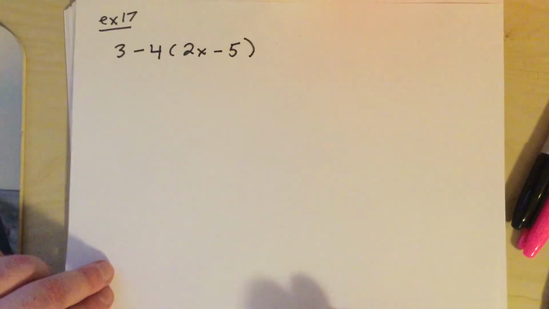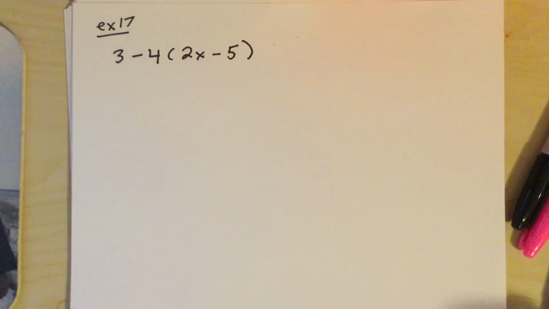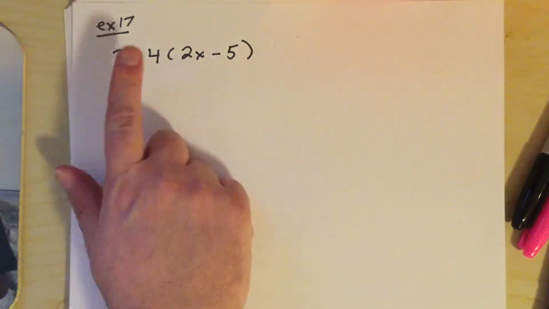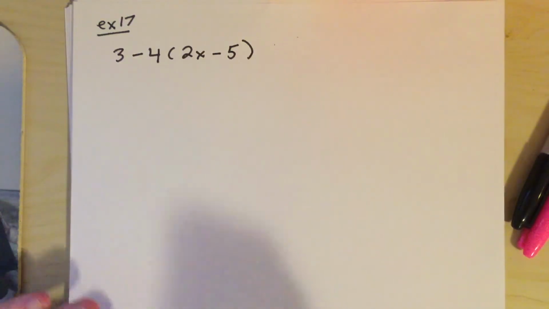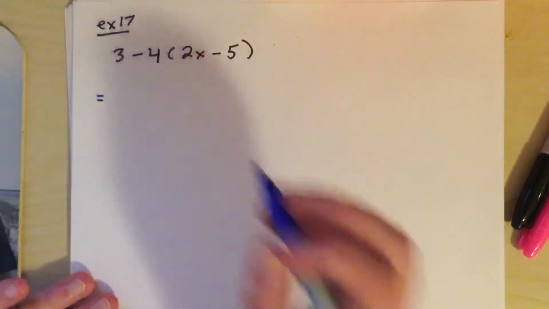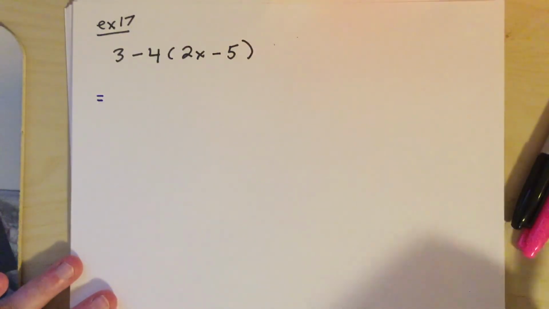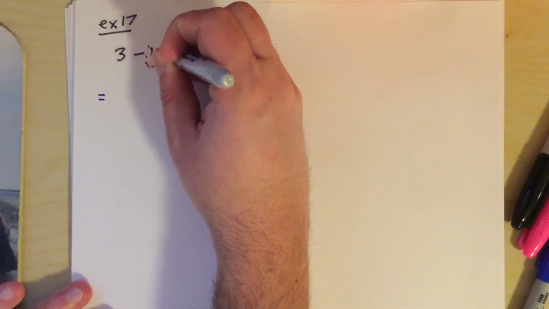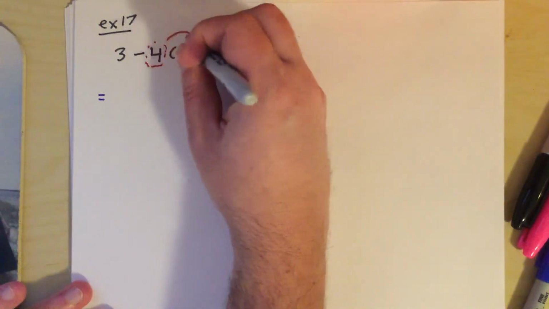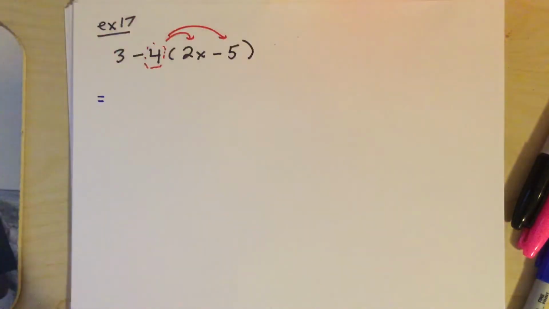Okay, I know it says 17, but I'm going to switch up 17 and 16 because I think 17 would actually be better at this point. What I've done here is the same type of question, but now there's a negative over there. And one way of dealing with it is to do the 4 first. So we could take the 4 and put only the 4 into the bracket.